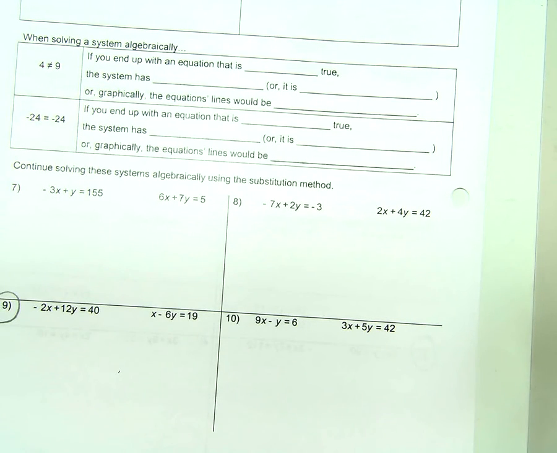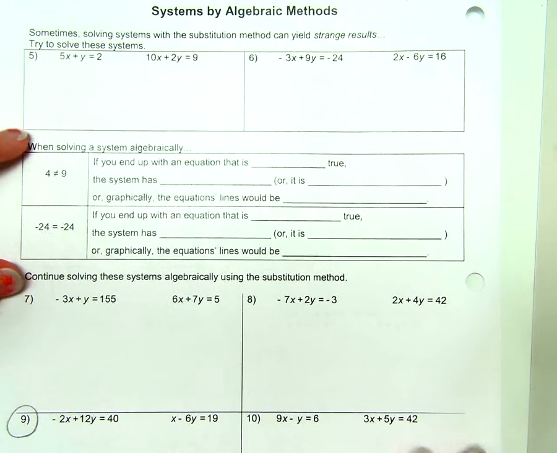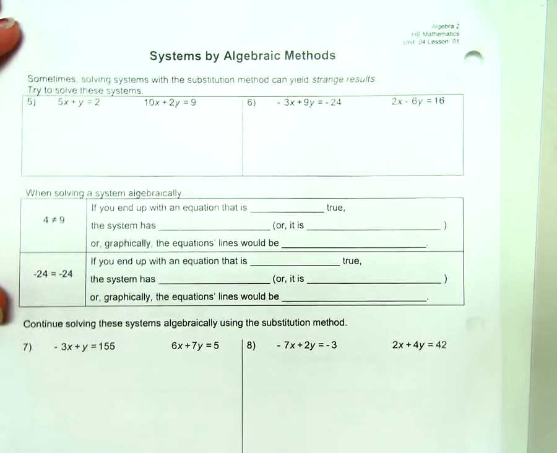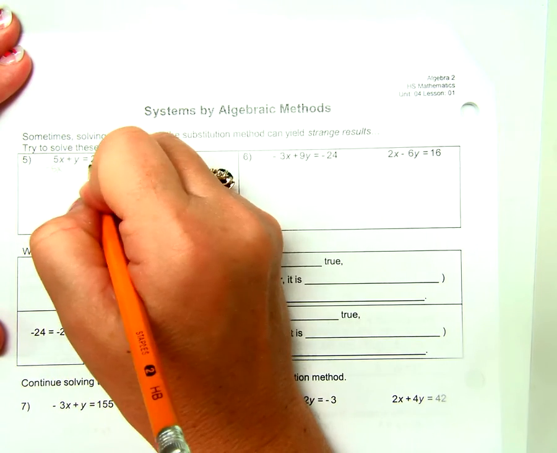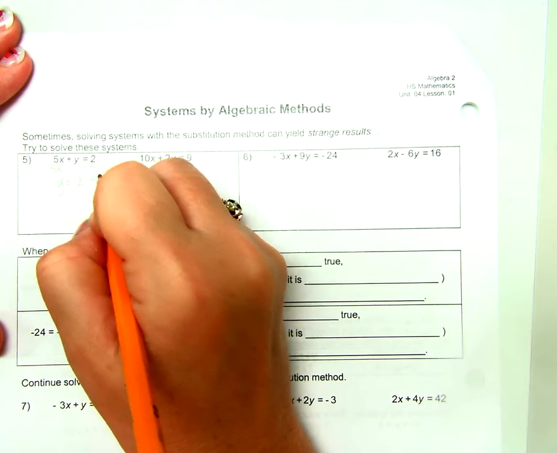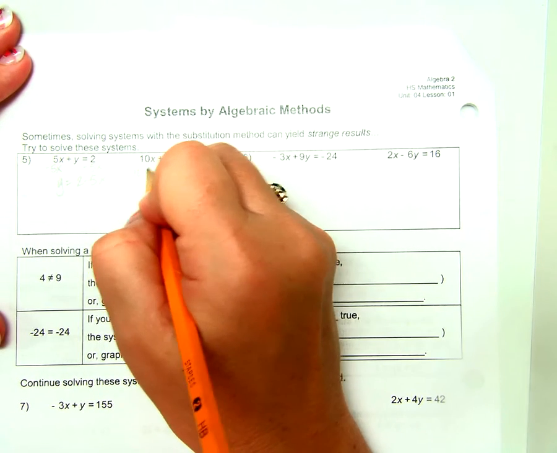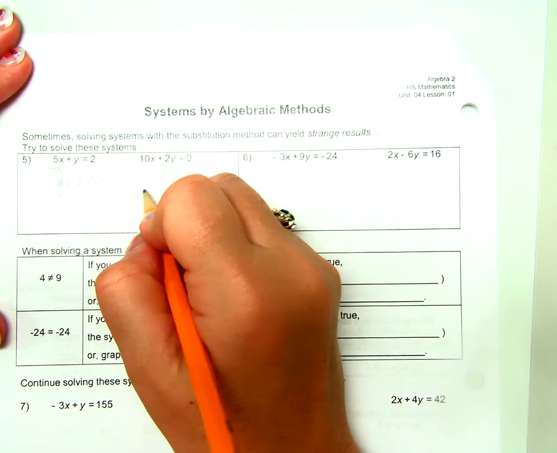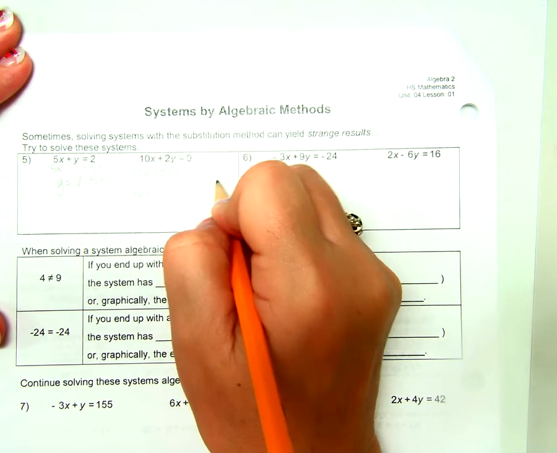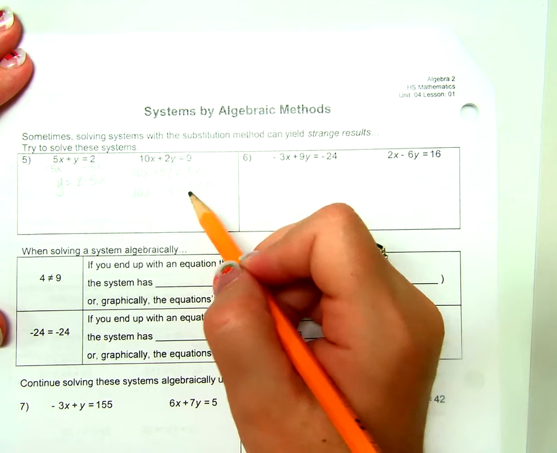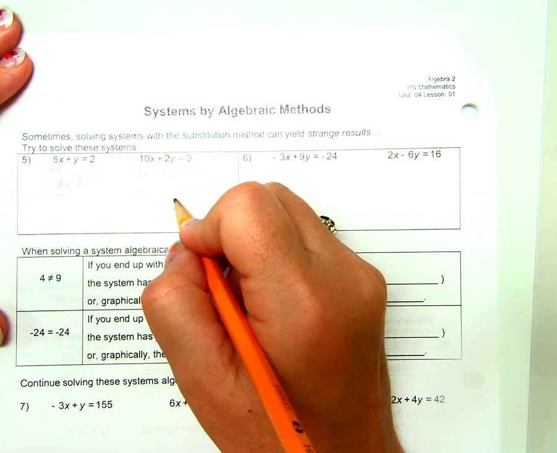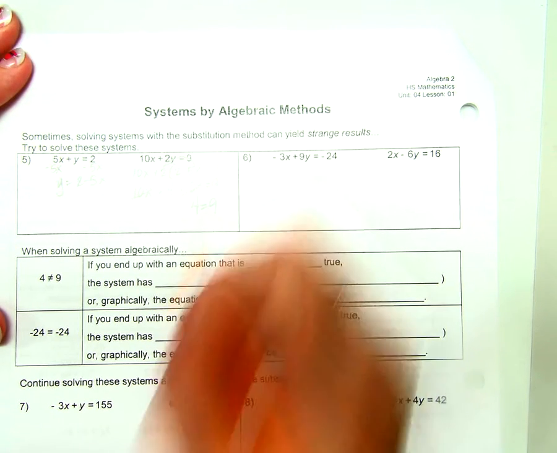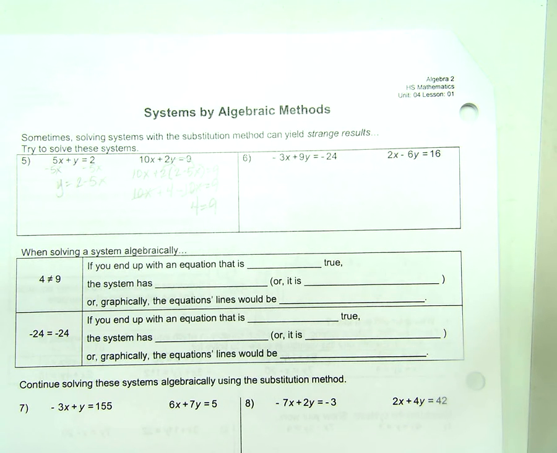We have another couple minutes, so let's fill in this page real quick. If I subtract 5x from both sides, I get y equals 2 minus 5x. When I substitute that on over here, I get 10x plus 2 times 2 minus 5x equals 9. When I distribute, I get 10x plus 4 minus 10x equals 9. 10x minus 10x? 0. That's 0, so 4 equals 9. 4 doesn't equal 9? Ever? So did I do something wrong? It just doesn't work.